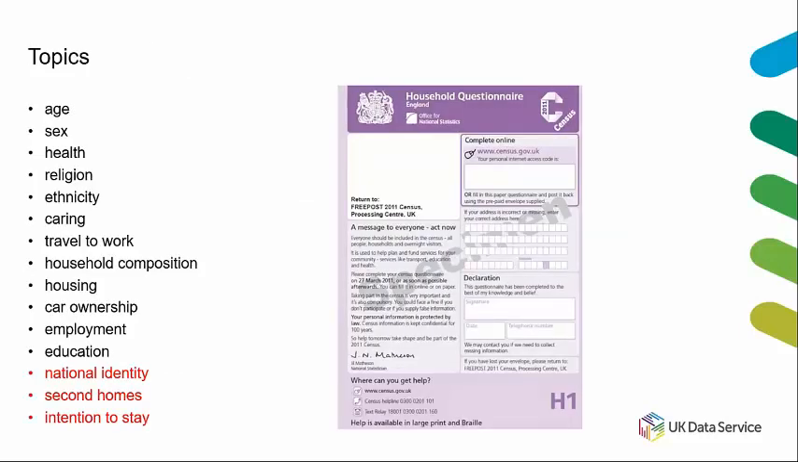So many of you may have seen this questionnaire before. It is the household questionnaire that formed part of our last census, the one held in 2011. And you can see there the range of topics that tend to be included in the census. So you've got age, sex, health, religion, ethnicity, caring, travel to work, household composition, housing, car ownership, employment and education. But topics do vary every census, so you can see those ones in red: national identity, second homes and intention to stay in the country. They were added to the 2011 census.